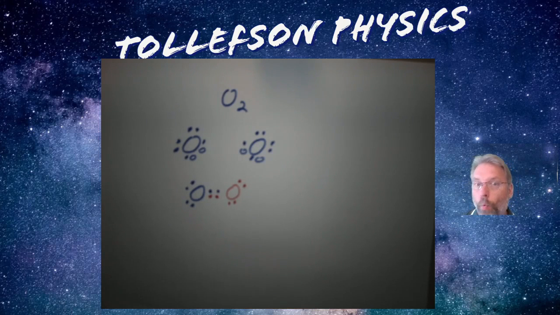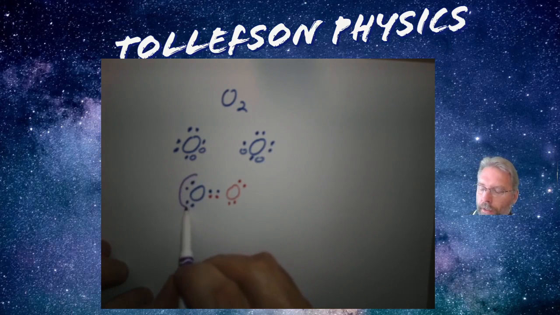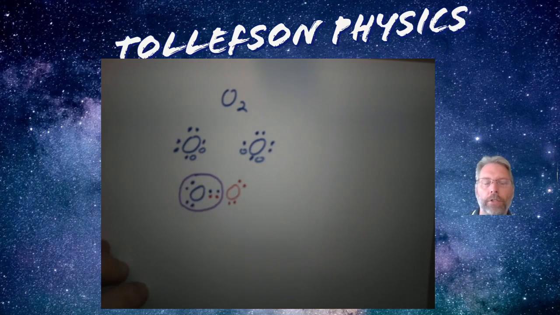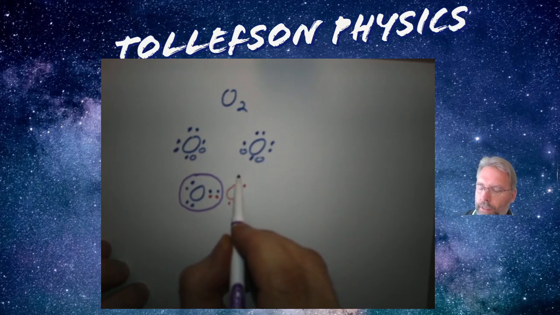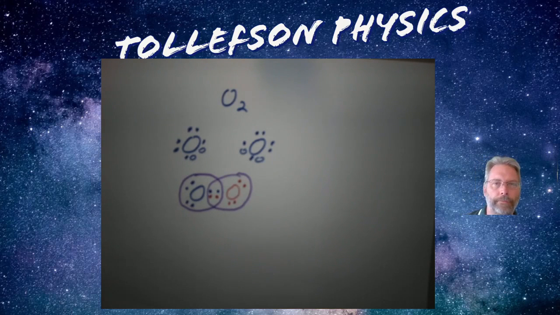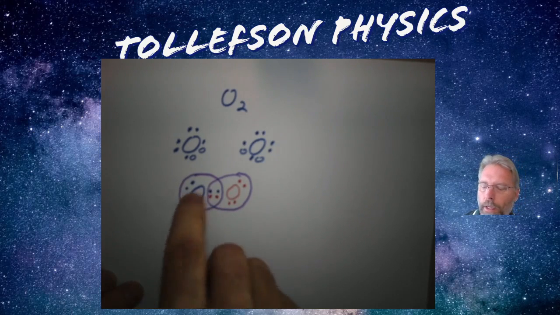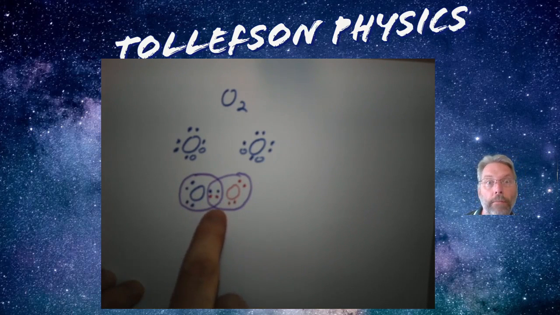Does this meet my requirement of having a full valence shell of electrons? Let's find out. What are all the electrons around this left-hand oxygen? There's 1, 2, 3, 4, 5, 6, 7, 8. Cool, that's a full outer shell of electrons. The same is going to be true of the other oxygen, since it's a symmetrical molecule. I can share more than one pair of electrons. I'm always sharing pairs of electrons, no matter what. In this case, I'm sharing 2 pairs of electrons to make it work.